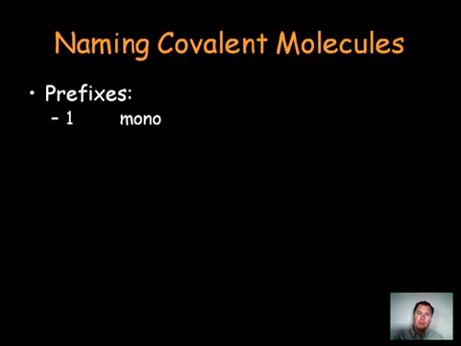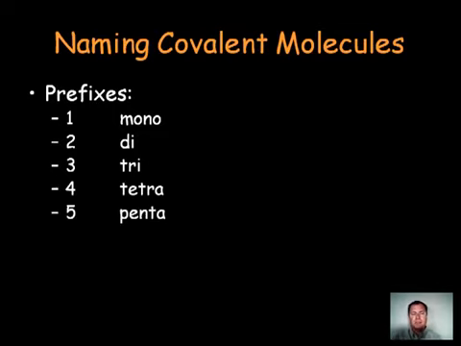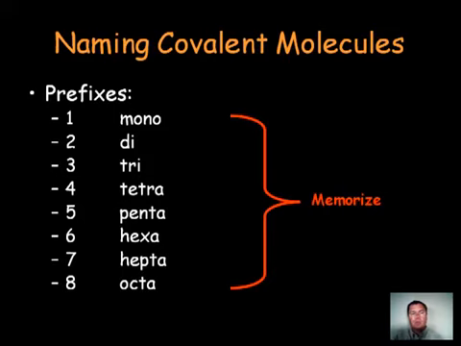One is mono, two is di, three tri, four tetra. If you ever played the game Tetris, right? Four little boxes on there, think of Tetris. Five is penta, six is hexa, seven is hepta, eight is octa. Okay, you need to memorize these. I'm not giving these on a test, and these are ones that you currently need to know. So pause this, make sure you get these copied down, because you're going to have to memorize these prefixes.